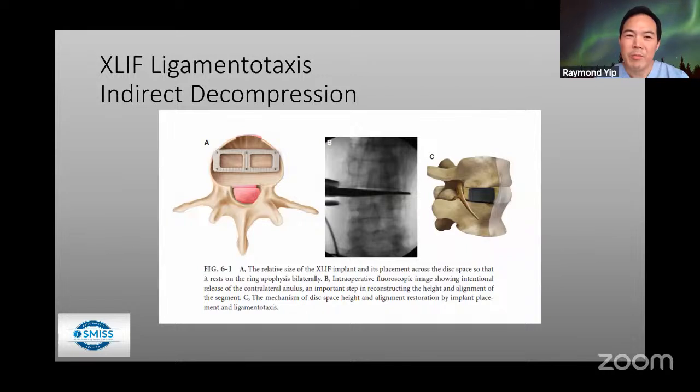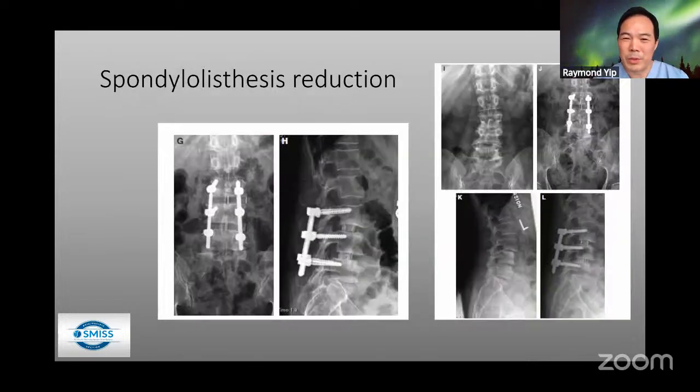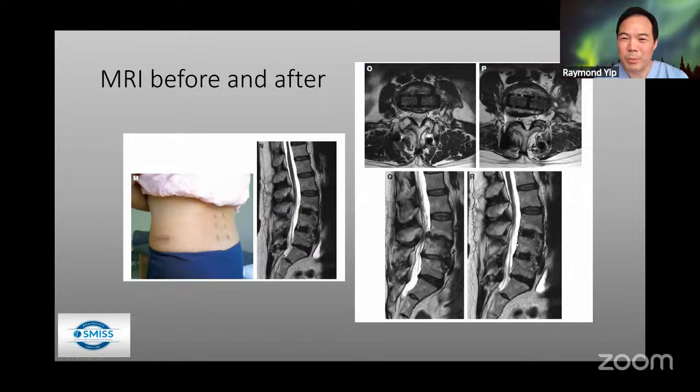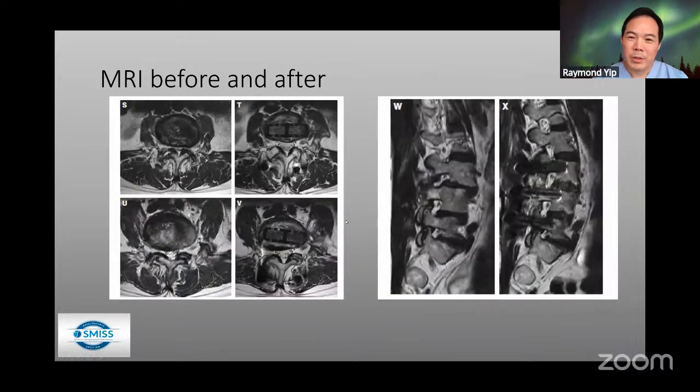However, when we're performing spinal fusions, you can have problems. This is a spinal fusion, and you can appreciate that all the decompression has been achieved by ligamentotaxis. By restoration of the disc height, the spinal stenosis disappears and the spondylolisthesis often reduces. This is the MRI before and after spinal fusion.